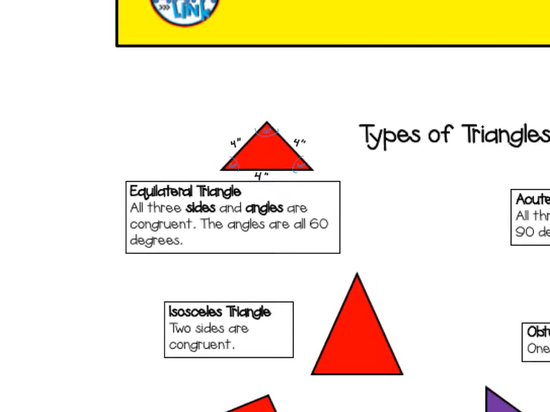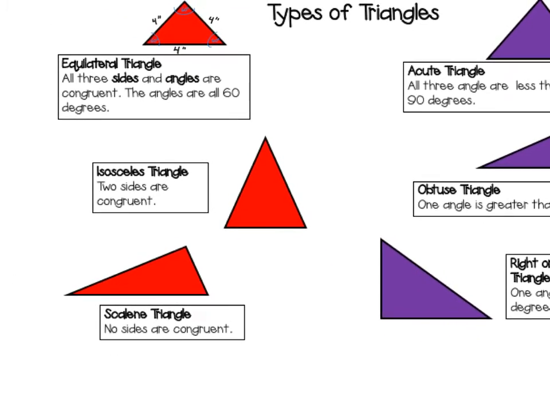Superb, my friends. Let's move on to the old Isosceles Triangle. And this means that two sides are congruent. So this side is the same length as this side right here. This side will be a different length than either of these, and that means it is an Isosceles Triangle.